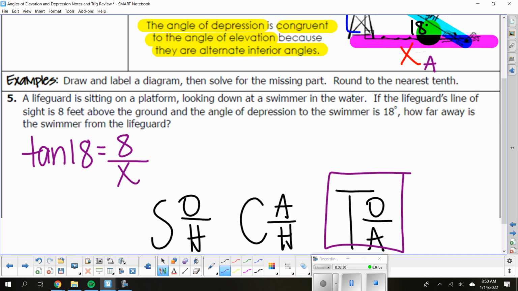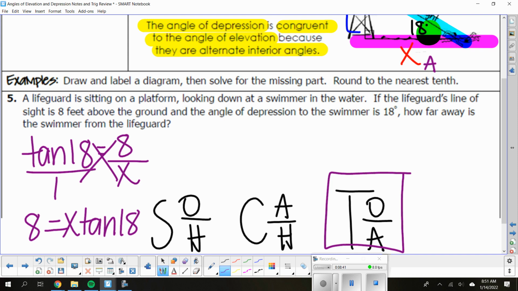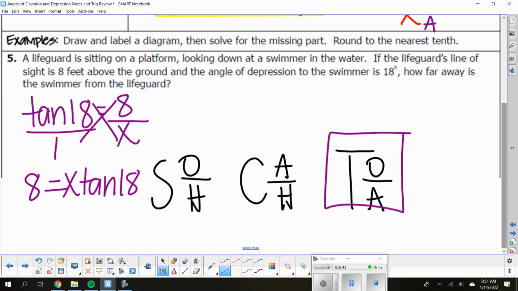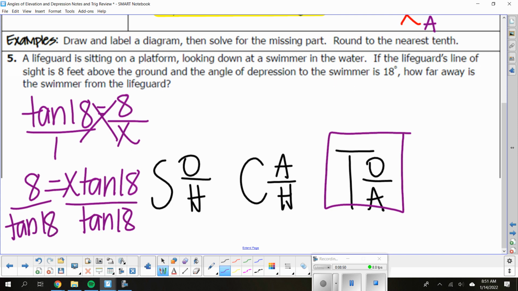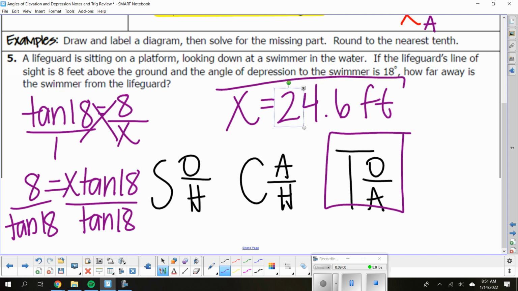Again, this is going to be a 2-part problem. Put it over 1. 8 times 1 is 8. Tangent of 18 times x is x tangent of 18. So I'm going to need to divide by my tangent of 18. And I am going to get x is 24.6. So he has to swim 24.6 more feet in order to get to the lifeguard.